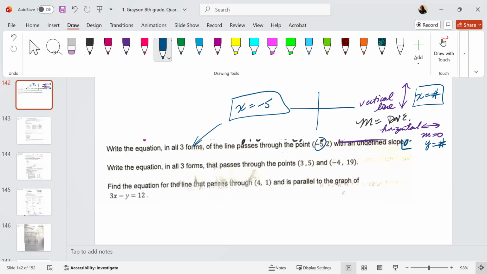Because if you go ahead and graph this, the point is -5, 2. 1, 2, 3, 4, 5, 1, 2. Correct? We know this is a vertical line because the slope does not exist. So this is the only line you have. That's it. That's the only equation. Next question. Go ahead and read.